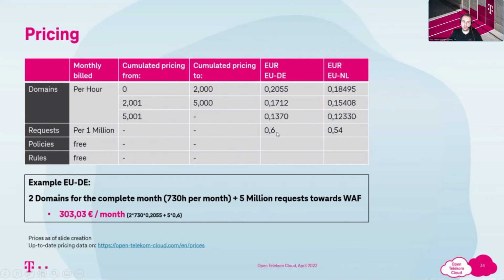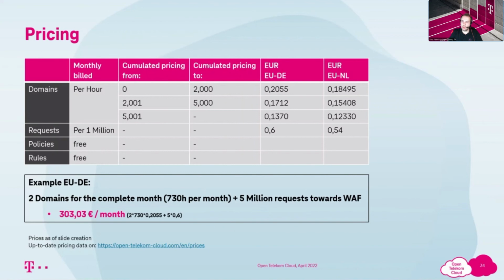The most important point is the domains. So the domains we set up. So we set up one domain, this WAF odhands.de. This is charged per hour, depending on how much domains you have in your tenant. Now we have one domain which is running. This would be running, let's say 24/7, would be 730 hours per month. Then we would pay 21 cents per hour for the domain.